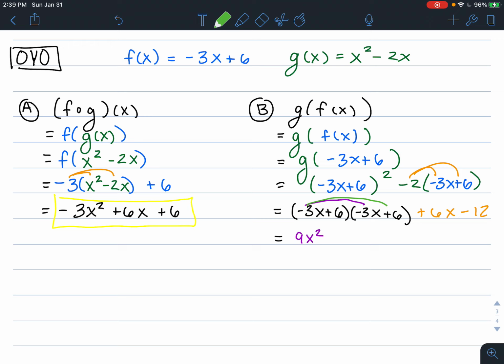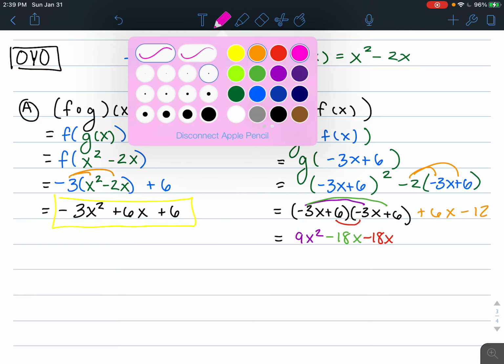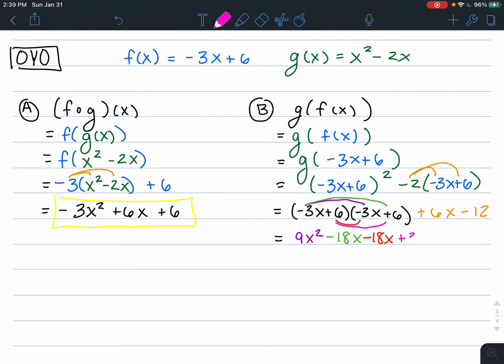Right? And then negative 3x times 6 is negative 18x. 6 times negative 3x is negative 18x. And then 6 times 6 is 36. We'll bring down that plus 6x minus 12 here, and then just combine our like terms. So I have 9x squared. So negative 18 and negative 18 is negative 36x, plus 6x is negative 30x, and then 36 minus 12 is positive 24. So that's going to be my final answer.